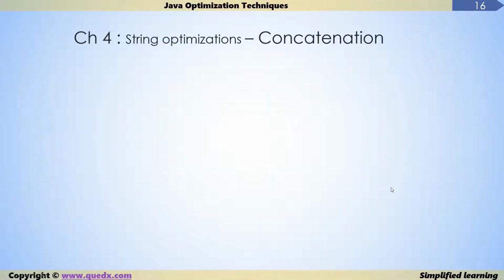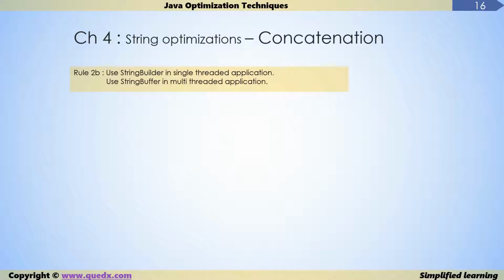Let's look at another rule with respect to concatenation. Use StringBuilder in a single-threaded application, whereas use StringBuffer in a multi-threaded application. StringBuffer incorporates locking, hence will have less performance as compared to StringBuilder. So in case of a single-threaded environment, make sure that we are using StringBuilder as against StringBuffer.